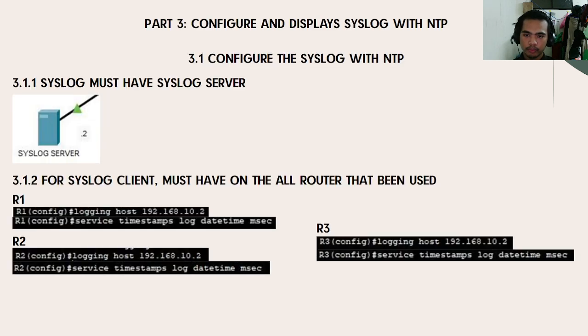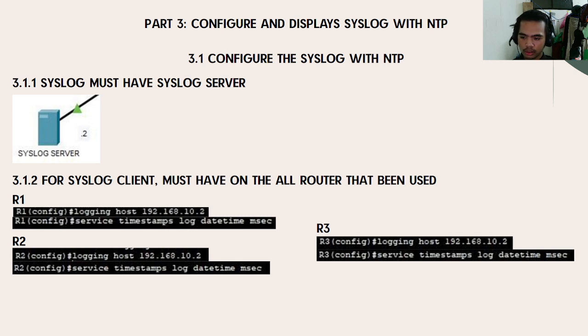So the third part is configure and display syslog with NTP. So 3.1, configure the syslog with NTP. 3.1.1, syslog must have a syslog server. The picture shown is the picture of my syslog server. 3.1.2, the syslog client must be set on all the routers that have been used.